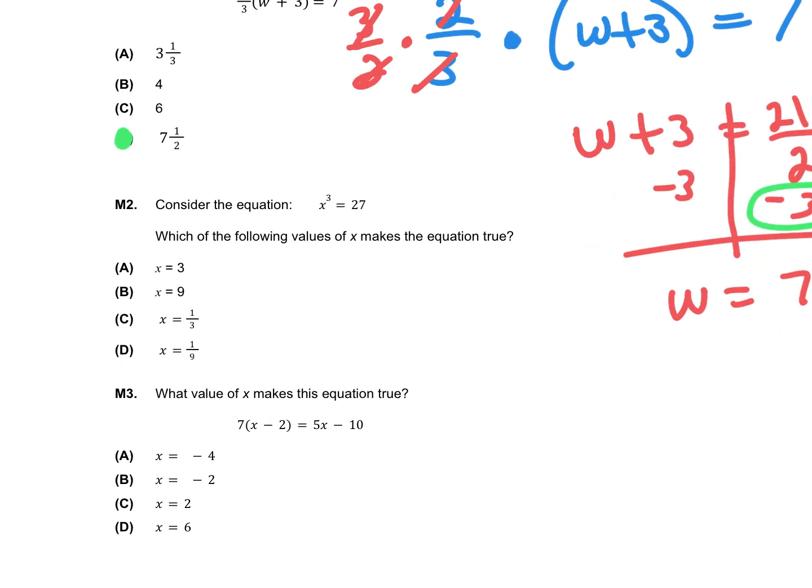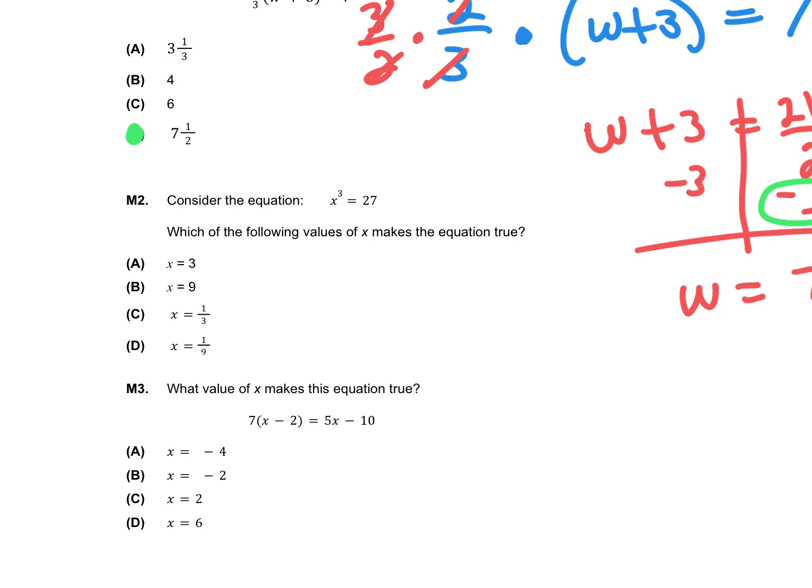I'm going to do this one a little bigger and in a different color. Okay, so this is the cube root. So what number times itself 3 times equals 27? Which of the following makes this true? So the only one that makes this true is A, because 3 times 3 times 3 equals 27.